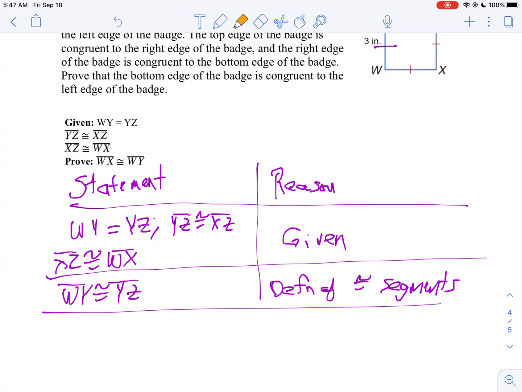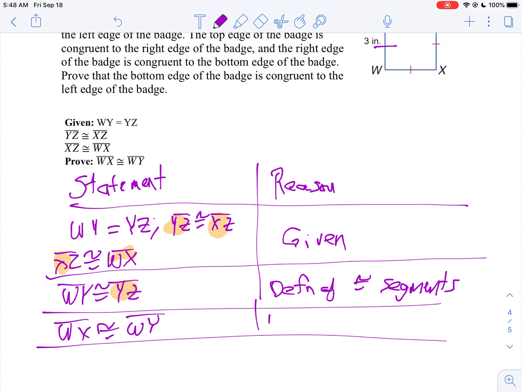Now notice we've got WY is congruent to YZ. We've got YZ congruent to XZ. And we got XZ is congruent to WX. So everything's congruent, isn't it? So we can say WX is congruent to WY by transitive property. Transitive property is everything is congruent as long as we go from one to the other. It's like the law of syllogism. So WX is congruent to WY.